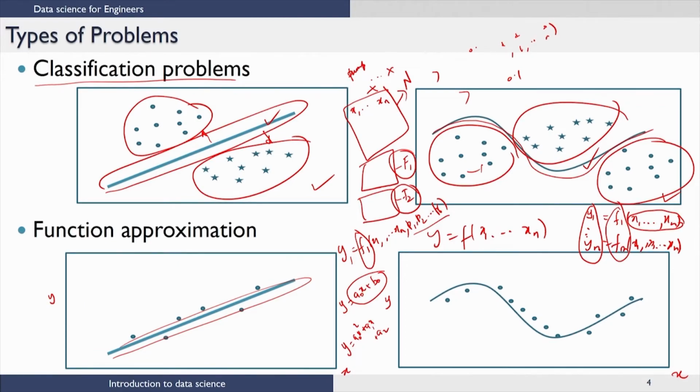Now, the same nonlinear version of the problem, similar to the picture on the top, is shown here. Here you want to have a nonlinear surface or a curve that goes through these points, and these points are clustered around that curve. So, in summary, there are really only 2 types of problems that we predominantly solve from an engineering viewpoint using data sciences. These are classification problems and functional approximation problems.